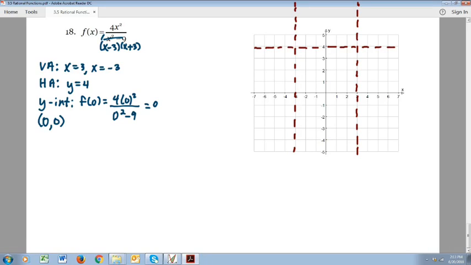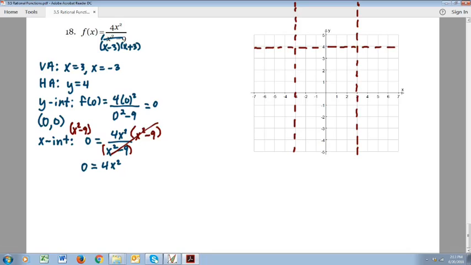So we're going to get 0, 0 for our y-intercept. Again, that's also the x-intercept. Let's see if there's another x-intercept. So let y be 0. And we'll multiply each side by x squared minus 9. On the left, we'll get 0, and on the right, we get 4x squared.